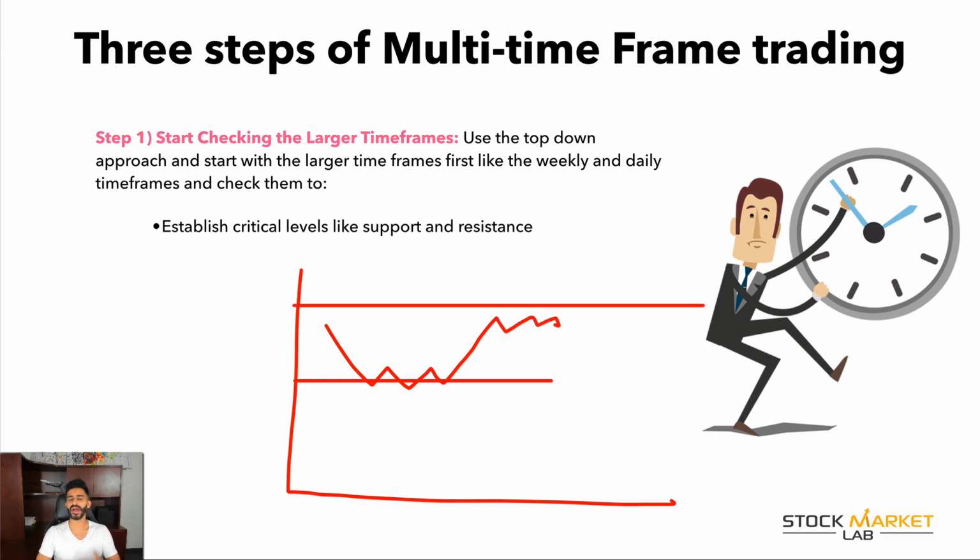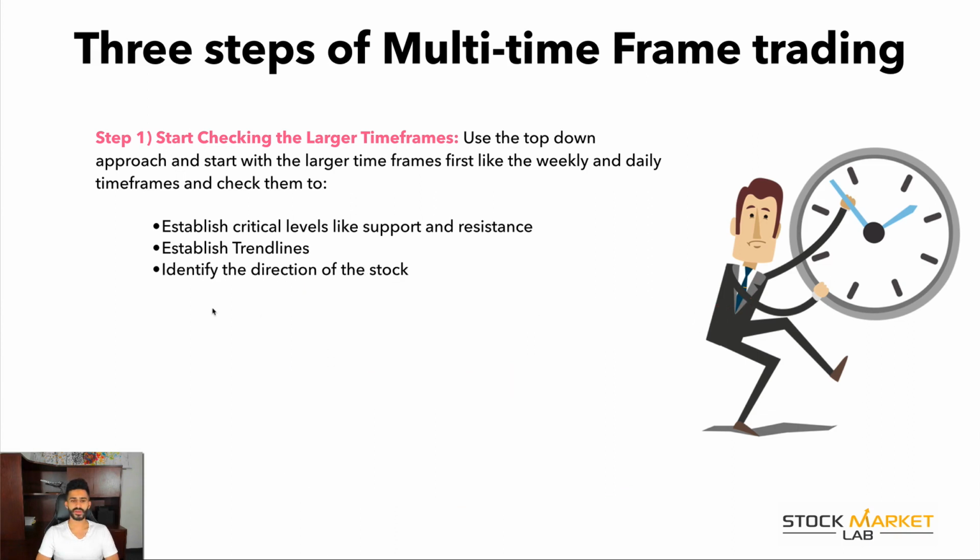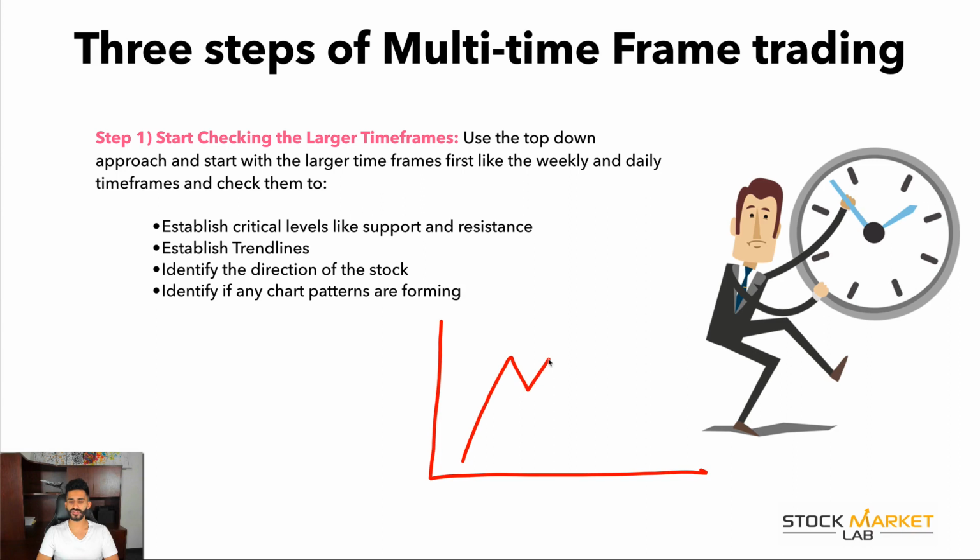We're identifying our supply and demand zones. We are establishing trend lines, and establishing if there is a trend line to begin with, if it's on an uptrend or a downtrend, meaning what's the direction of the stock? Where is the stock headed, right? Identify if any chart patterns are forming. So looking at a daily time frame, you might see that a double top is potentially forming. You might see that an ascending triangle is potentially forming, right?